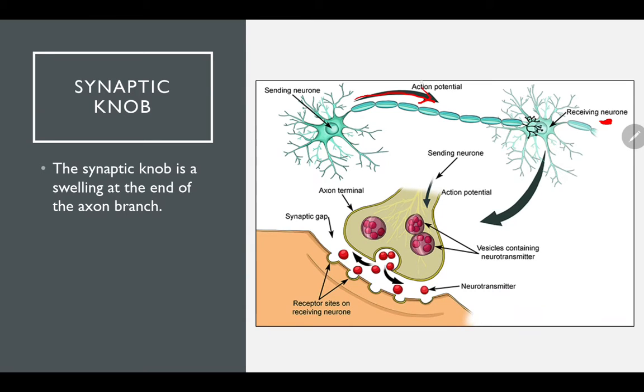The arrow of the nerve impulse showing that impulse is travel from left to the right. Okay, meaning that the knob is located here.